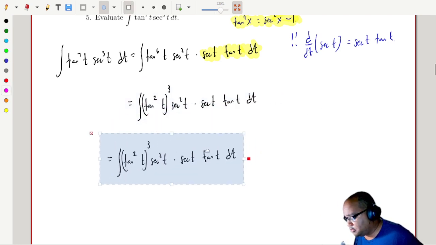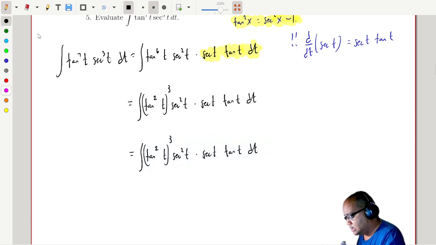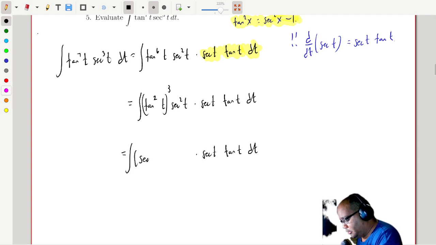That's what you should be doing. You should be thinking ahead. How does this improve my position? So, go ahead and replace tangent squared with secant squared t minus 1, all to the 3rd power. Let's shove the rest of this over.